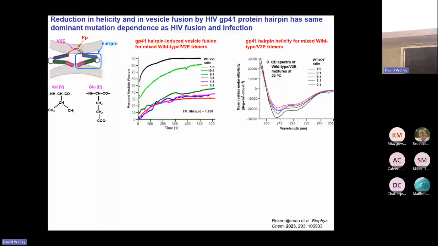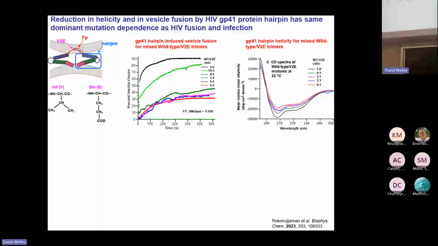And the other effect, I was not expecting this effect at all. We can use an approach called circular dichroism spectroscopy. It's an ultraviolet spectroscopy, and in particular, the depth of the signal by convention at 222 nanometers tells you how much helix you have in gp41.